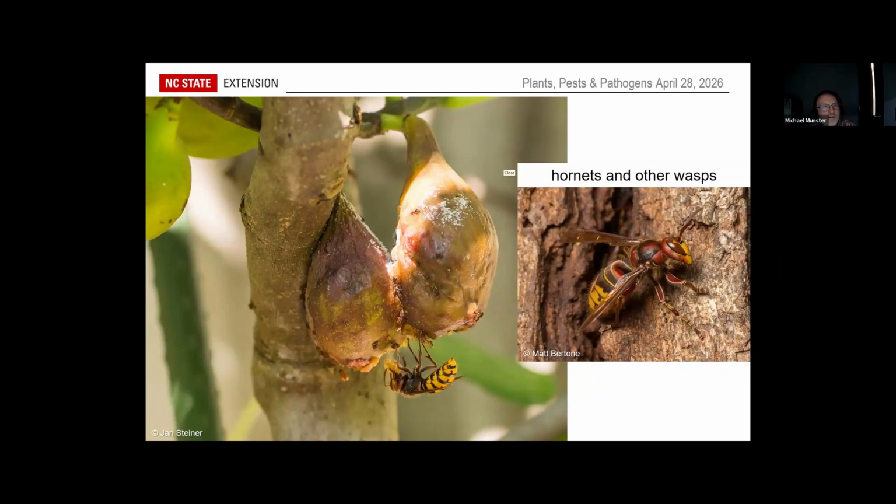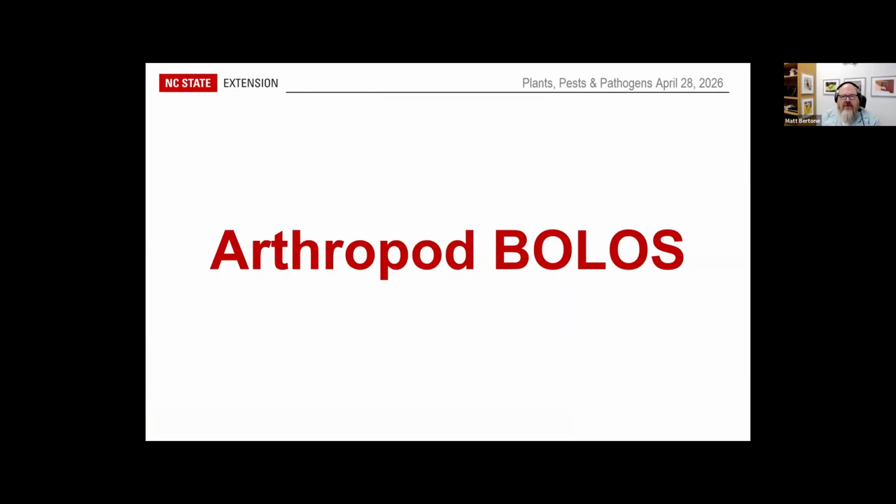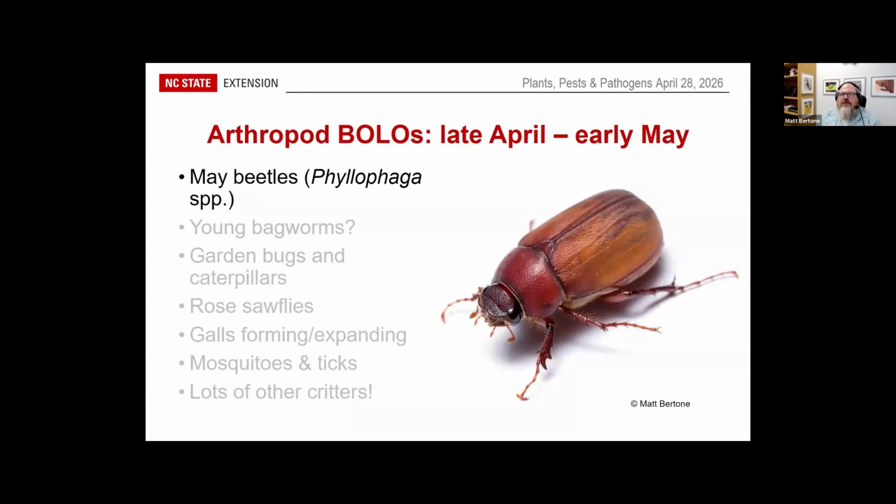All right, BOLOs away. Let's talk about some arthropod BOLOs for April and May. So late April, early May. May beetles, as the name suggests, although some people call these June bugs, but common names, whatever, they're not as accurate. These members of the genus Phyllophaga are these chestnut-like or nut-like beetles that often fly around lights. In fact, I saw a spider catch one at my porch light the other day.